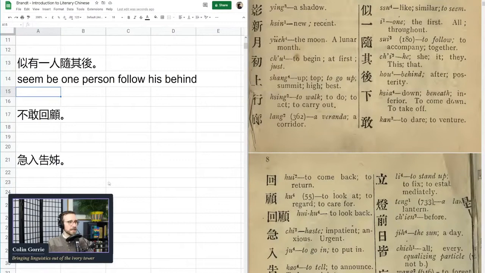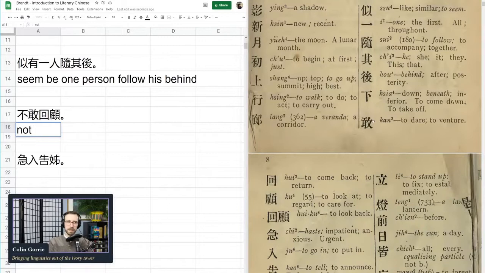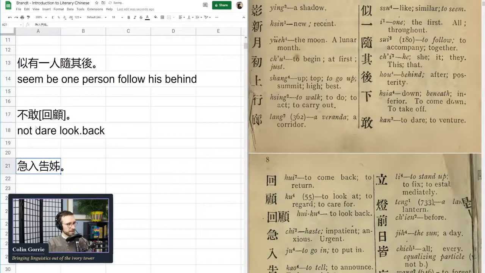Okay. Then we have this is our negative particle, bu. Not, then we have gan, which is here, dare, not dare. And then we have hui, gu. And the text gives us a handy bit of help here, hui gu, to look back. So we can call this look back, and I'm just going to make a little remark that we're considering those to be a set phrase there. So he did not dare to look back. Well, obviously, you know, he thinks someone's following behind him. It's a moon, you know, a moonlit night.